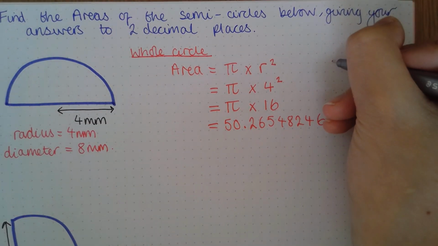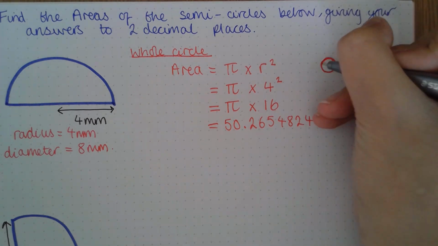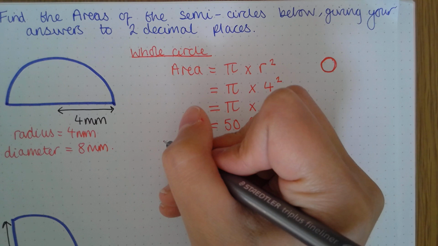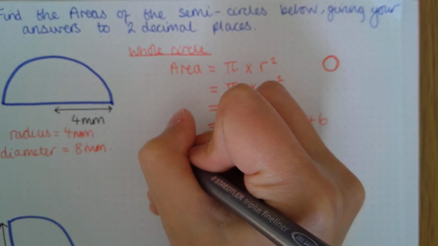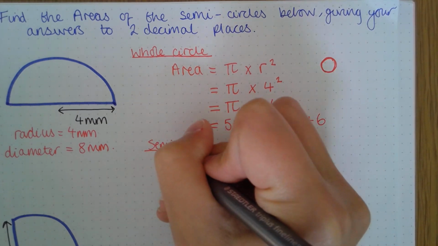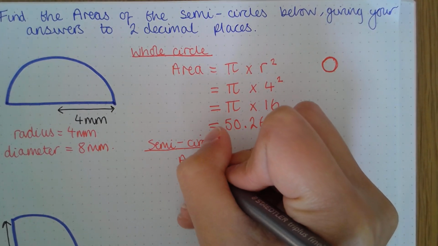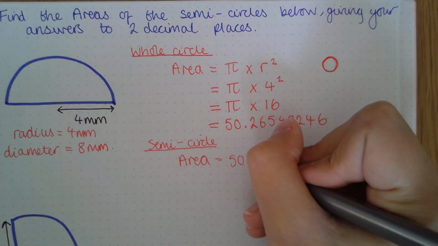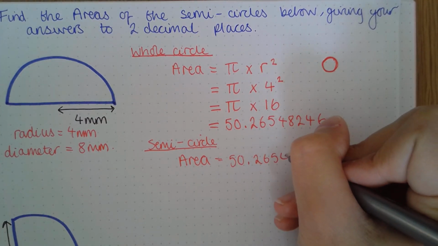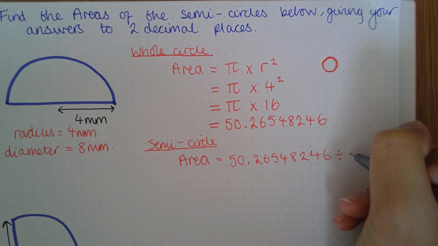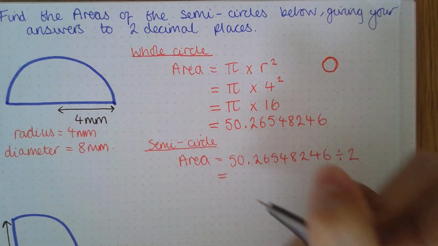That is the whole circle, but we only want a semicircle. We only want half the circle. So you're going to write another little subheading. So the area is what we calculated earlier on, which is 50.265 divided by 2, because we want half of the circle.